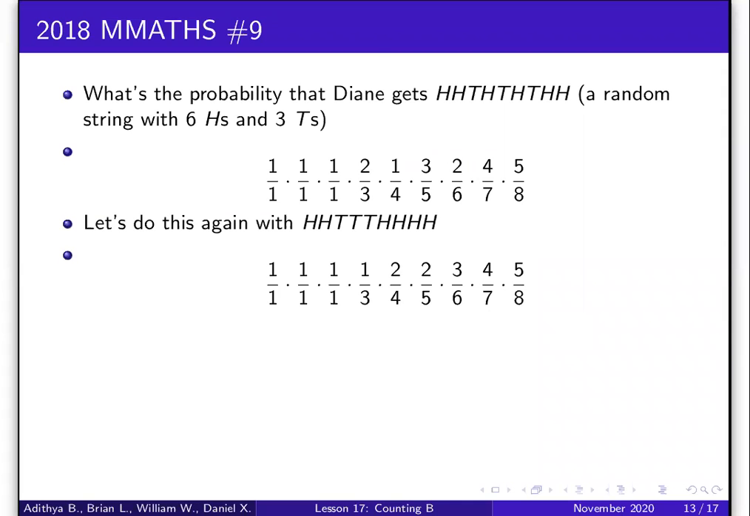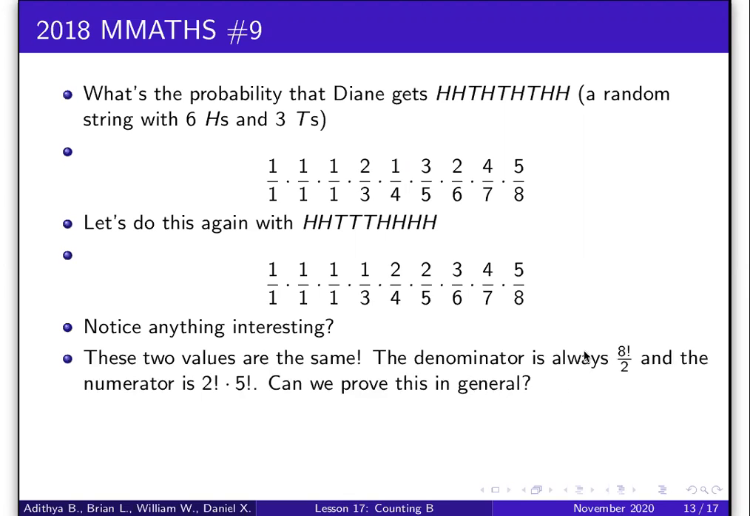Yep, they are actually the same number. And in fact, as people have pointed out in chat, the numerators and the denominators are exactly the same, except the numerators are somewhat rearranged. So the denominator, it looks like it's always 8 factorial over 2. And for the numerator, we always have 2 factorial times 5 factorial. We have 2 1s, 2 2s, and then 1 3, 1 4, 1 5.